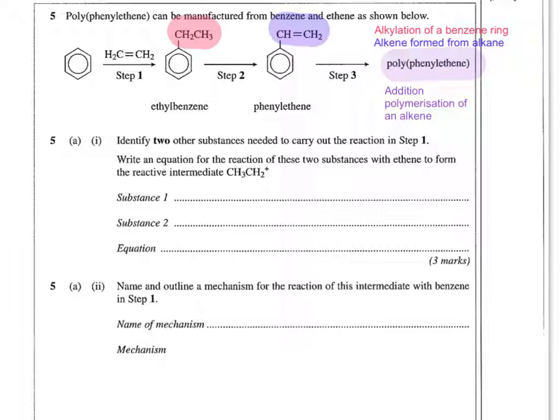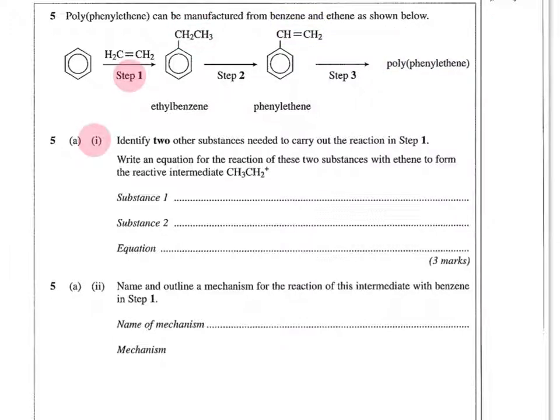So there's nothing really to worry about, just the fact that you've got several things from several different parts of the specification going on at once. So what the question will do is ask you to consider each part of those in turn. So the first part asks us to identify 2 other substances needed to carry out the reaction in step 1. And notice it says other substances, because if we look closely we've already got 2 that are there.